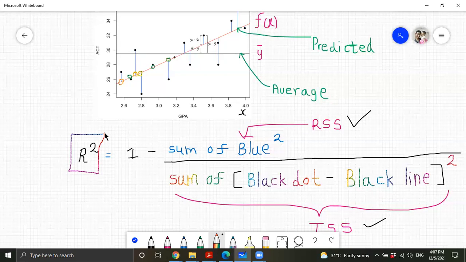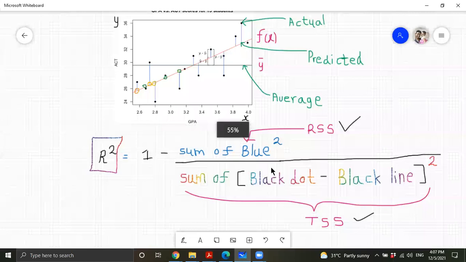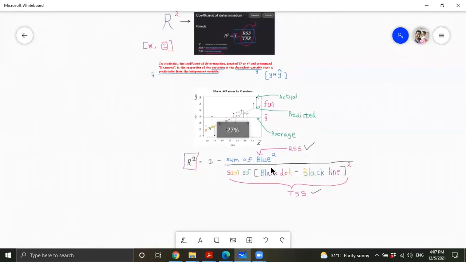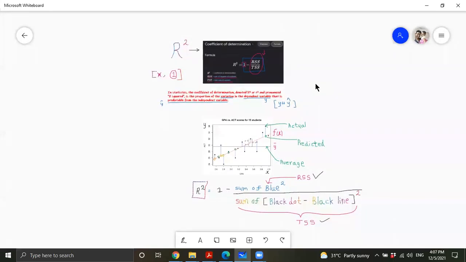So this is what I wanted to share with you. I hope you understood what the coefficient of determination is. In the next video, I'm going to talk about adjusted R square, which is a better metric than R square, and the relation between adjusted R squared and R squared.